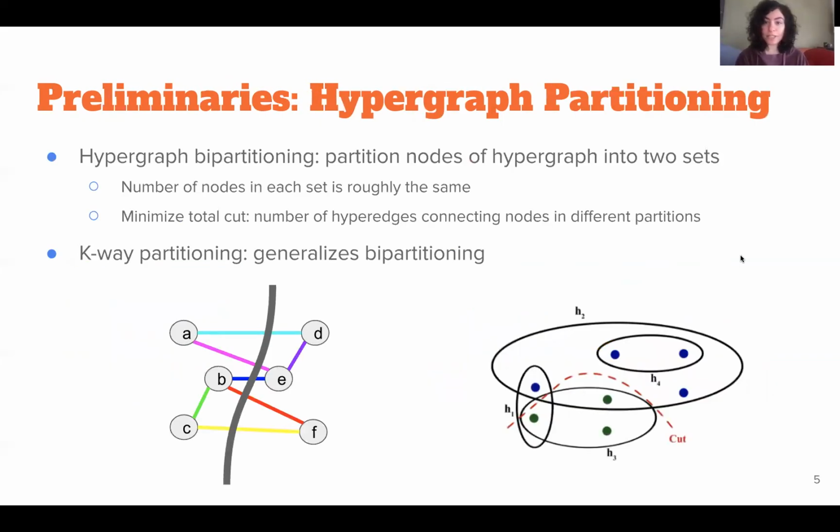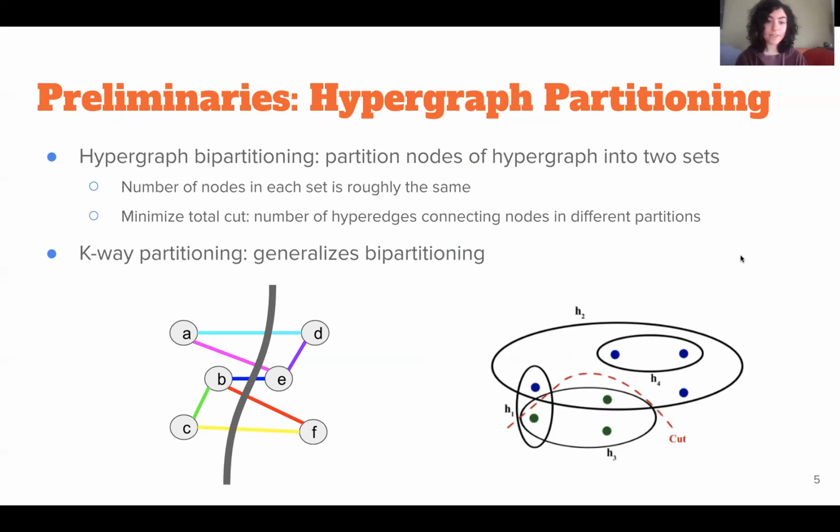So in this work, we are interested in hypergraph partitioning. A hypergraph bipartition is to partition the nodes of a hypergraph into two sets, where the number of nodes in each set is roughly the same. We are interested in minimizing the total cut in this problem. And a cut is basically the number of hyperedges connecting nodes in different partitions, which we want to minimize.